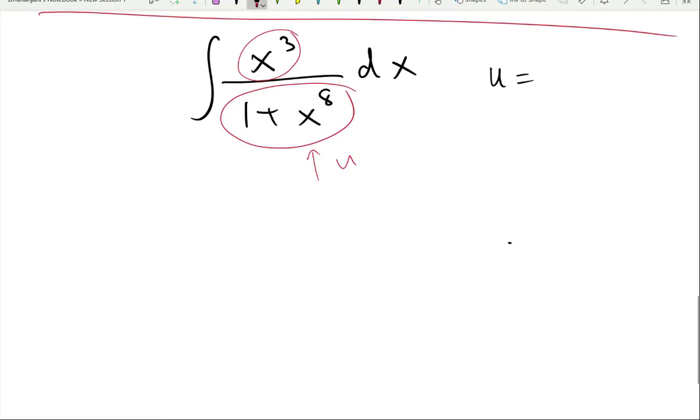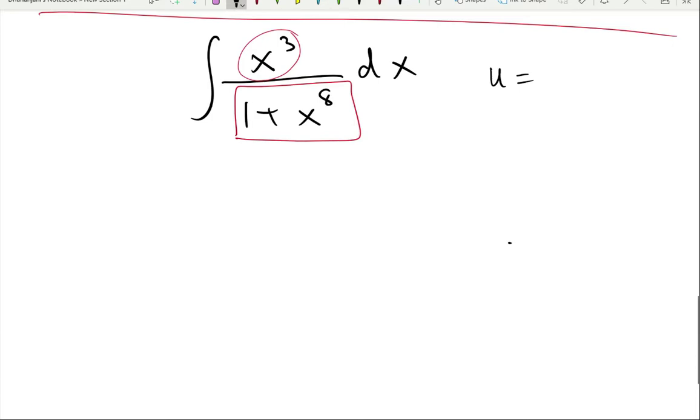X to the 4, right? Think about it. The derivative of x to the 4 is actually 4x cubed. Forget about the 4, it's x cubed. Okay, so x to the 4, is it an inside function? Well, x to the power 4 is inside, even inside that function, right? Inside x to the 8.